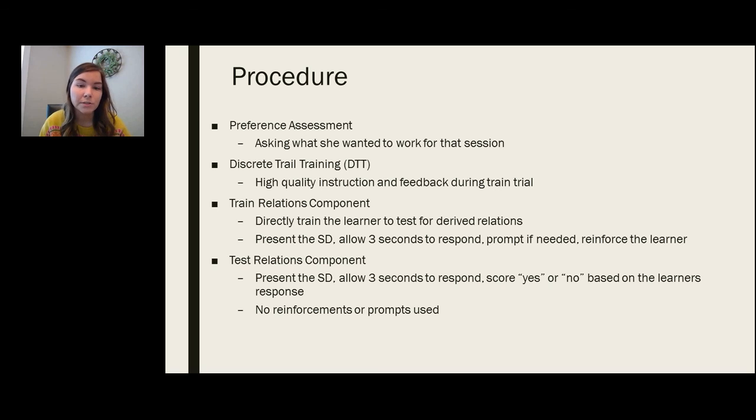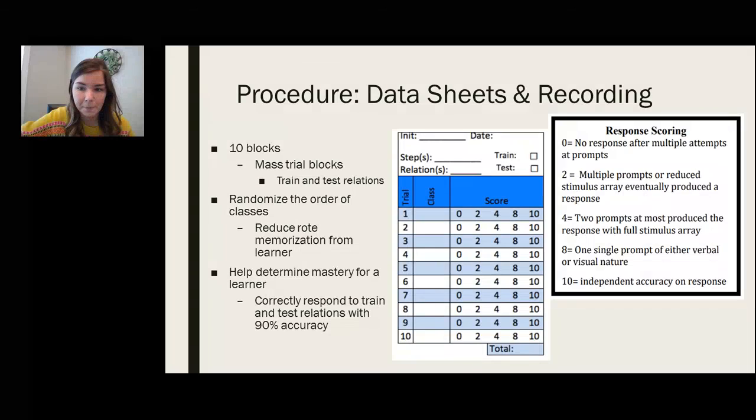We used a discrete training trial procedure during our sessions where we had high-quality instruction and feedback during our training trials. And then our training component, we directly trained to test for derived relations. We present the SD, allow 3 seconds to respond, prompt if needed, and reinforce the learner. And then during our testing phases, present the SD, allow for 3 seconds to respond, score yes or no based on the learner's response, and then no reinforcement or prompts are used during this time.